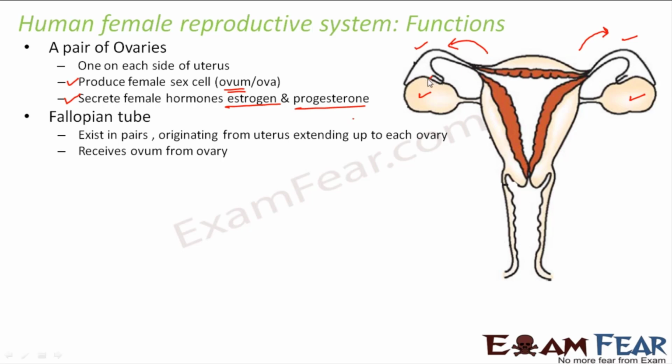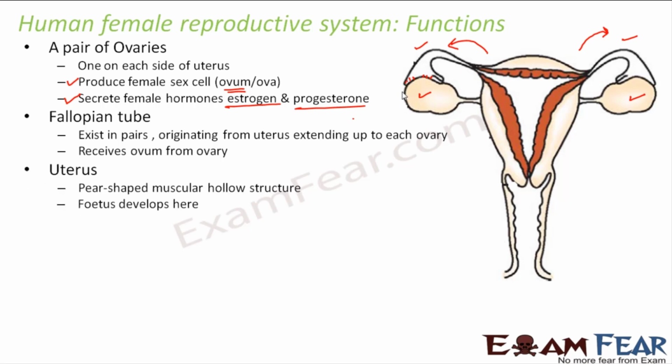So here you have finger-like projections on the fallopian tube. These projections actually push the ovum into the fallopian tube. So when the ovum is here, these projections will help the ovum to come out into the fallopian tube.